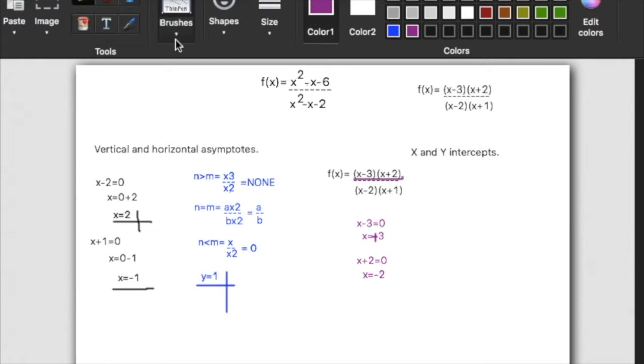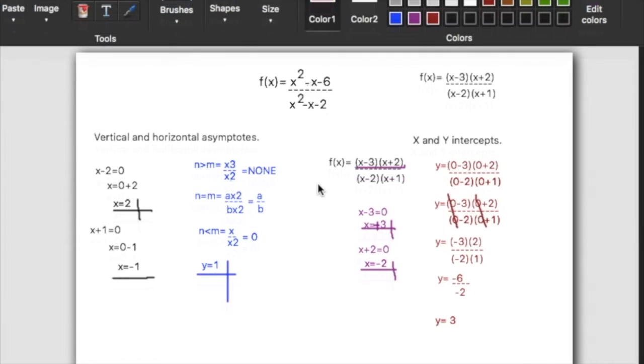Now we will continue with the intercepts of the function. To find the x-intercepts, we will set to 0 all the binomials of the numerator in the factorized function. That means that we will set x minus 3 and x plus 2 equal to 0. The results are going to be x equals 3 and x equals -2. These are our x-intercepts.